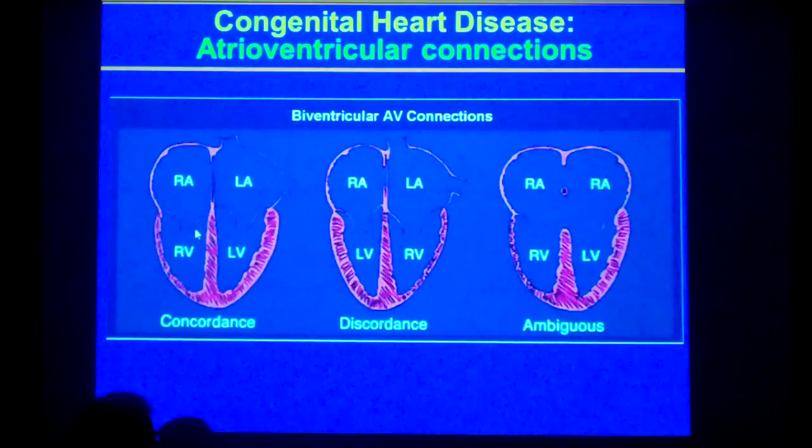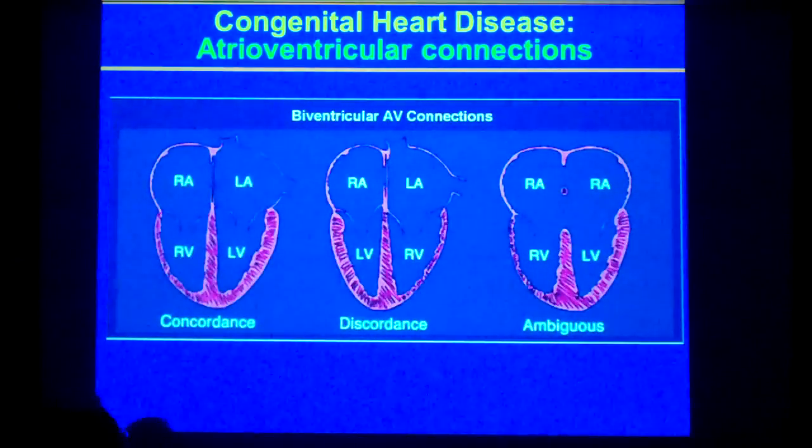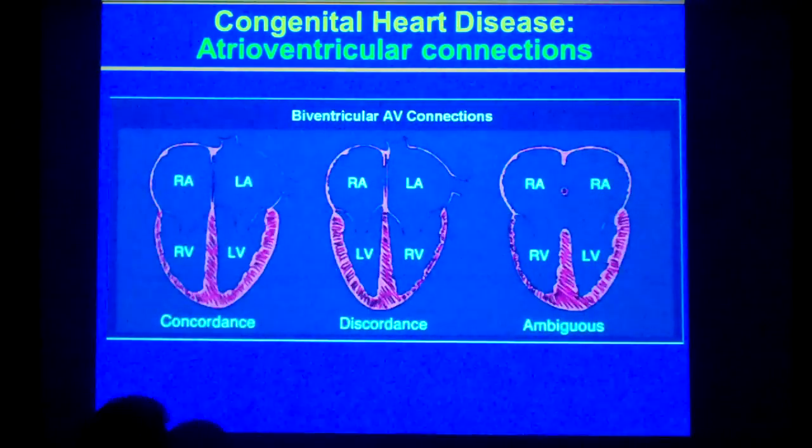Then you read different terms like concordance or discordance, and they apply to atrioventricular connections and ventriculo-arterial connections. Now right-sided morphologic RA should connect through right-sided morphologic tricuspid valve to right-sided morphologic RV. Right? I said everything. So this is normal. So it's called normal atrioventricular concordance. Similarly, on the left side, LA through mitral valve to the LV, concordance.